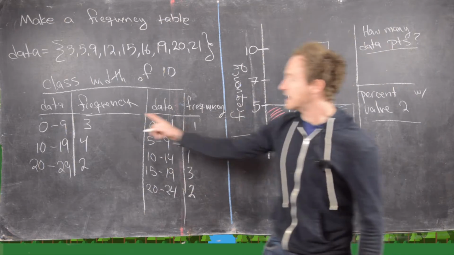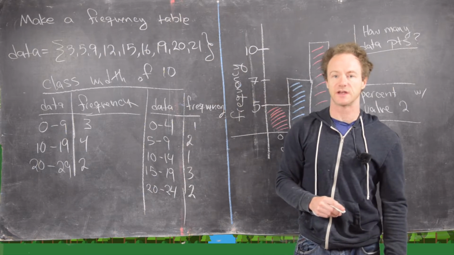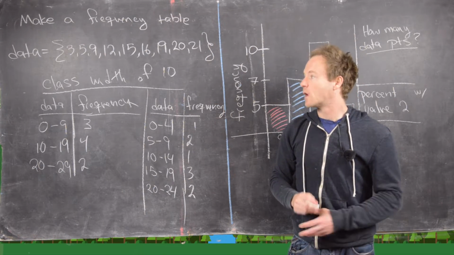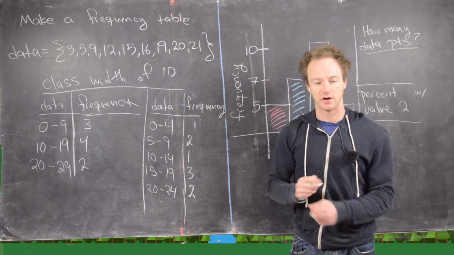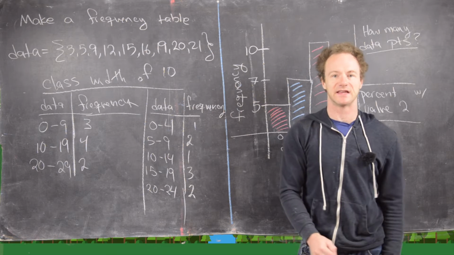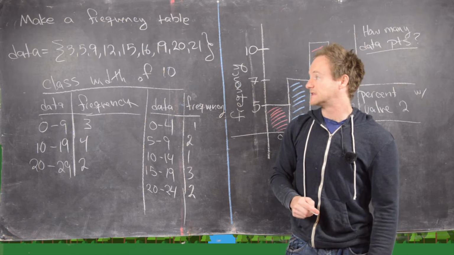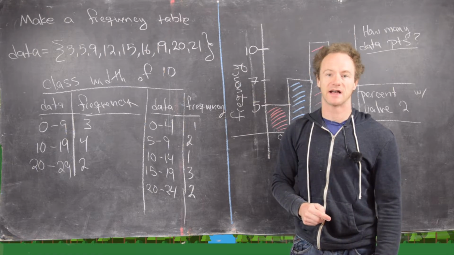Now, we could increase the class width, but notice that's going to push a lot of things together and we're going to lose something about the data set. Or we could decrease the class width. Notice if we decrease it all the way down to 1, then we just recover the data set itself. So it's a really fine line depending on exactly how you want to choose this class width.